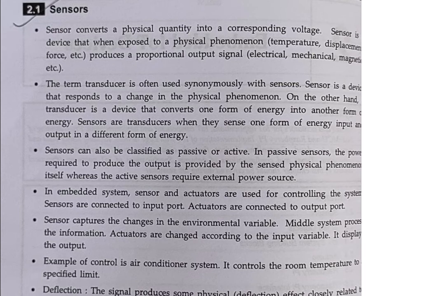Sensors can also be classified as passive or active. So what are passive sensors? In passive sensors, the power required to produce the output is provided by the sensed physical phenomenon itself, whereas active sensors require an external power source. So these are the types.